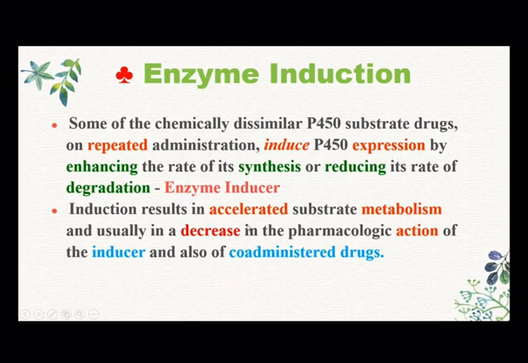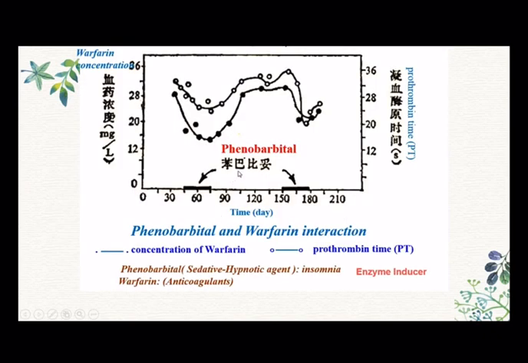Induction results in accelerated substrate metabolism and usually in a decrease in the pharmacologic action of the inducer and also of co-administered drugs. Look at this graph. It is the phenobarbital and warfarin interaction. Phenobarbital is a sedative-hypnotic agent. It could be used in insomnia. Warfarin is an anticoagulant. Look at this graph.